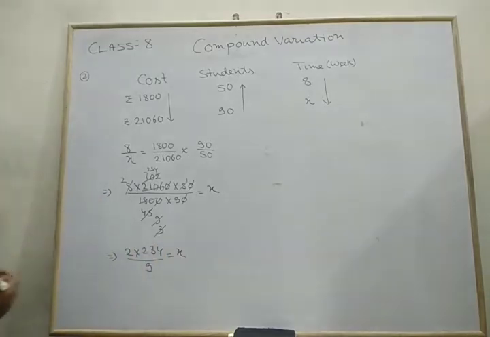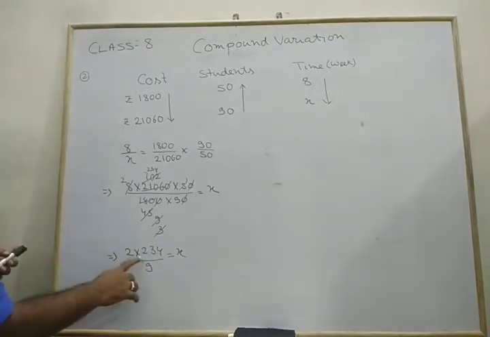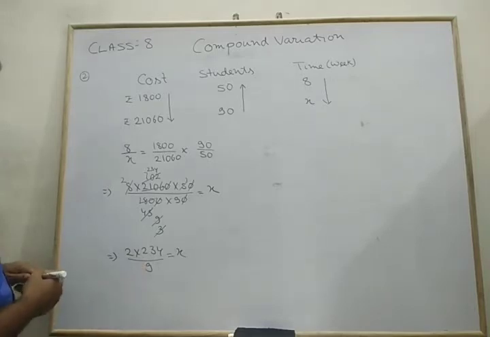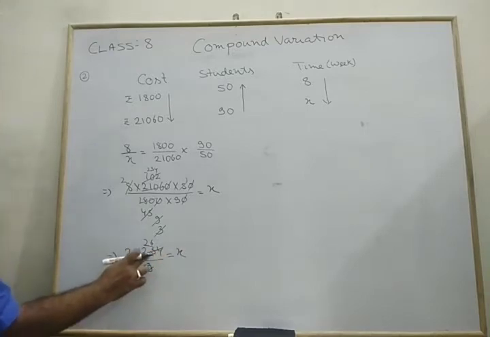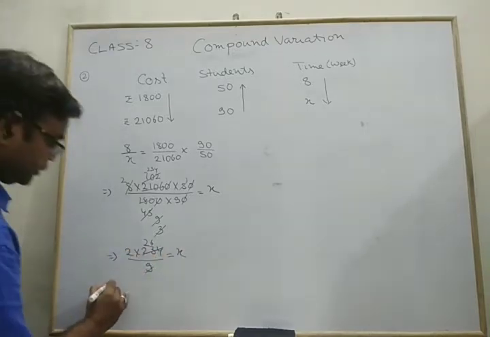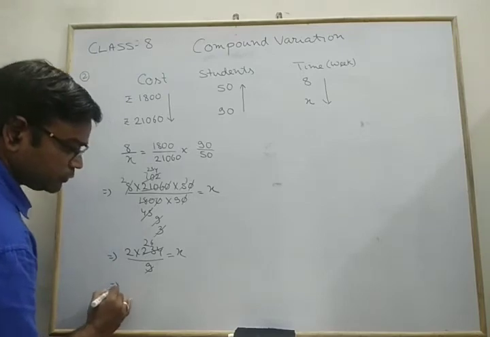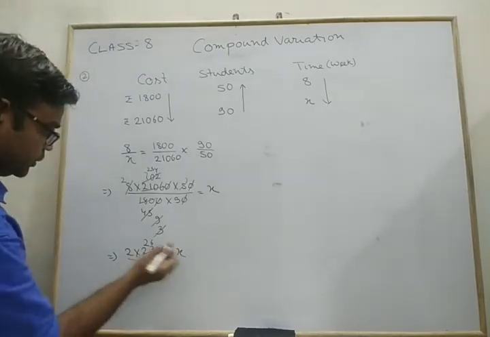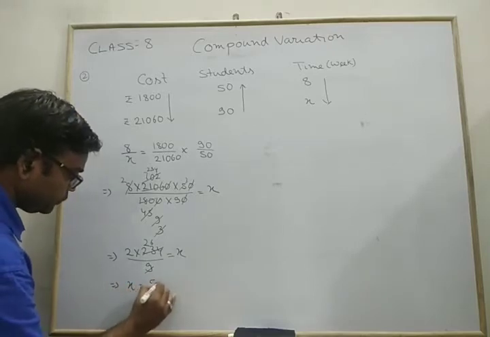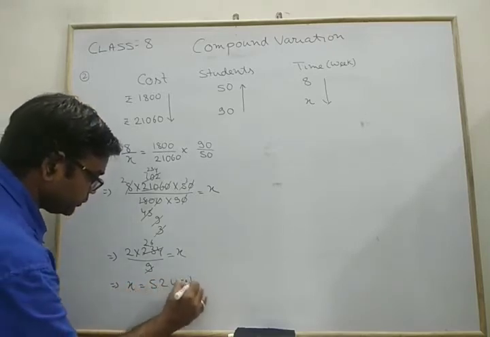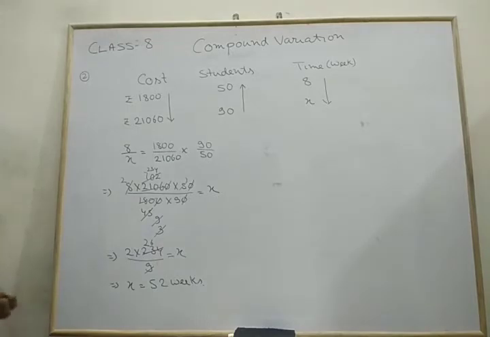Once again, try to solve. 9 twos are 18, 9 sixes are 54. It's 72. Sorry, x equals 52 weeks. So this is your answer.